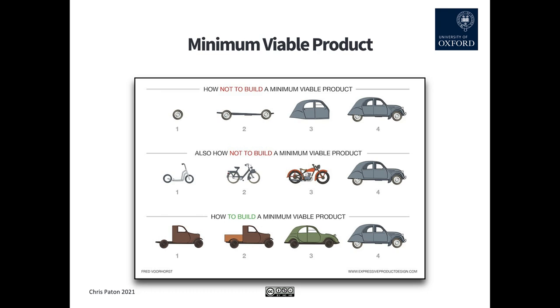So just that minimal viable product, really. There's a kind of infographic by a person called Fred Voorhorst, and he says that a minimal viable product shouldn't be, if you're developing a car, a wheel of the car, because if you had people interacting with a wheel and trying out a wheel, it wouldn't really show you much about how you should develop your car.